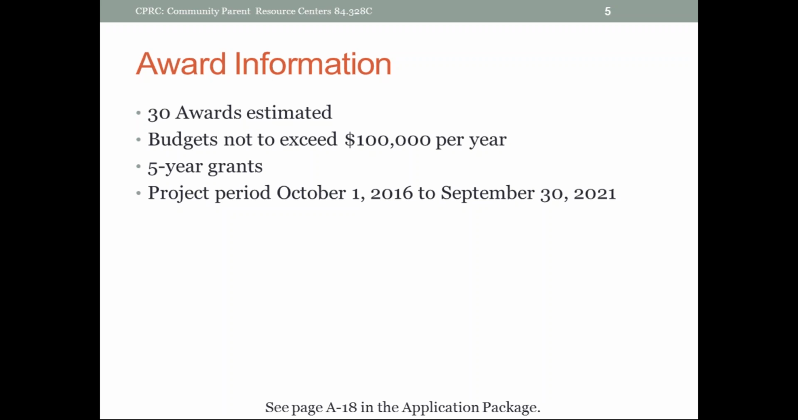Let me also say again that if for any reason your budget adds up to $100,001, you will not be eligible for this competition. Your budgets cannot go over $100,000. They can go under $100,000 per year, but they cannot go over $100,000 per year. Let me go on to the next slide.